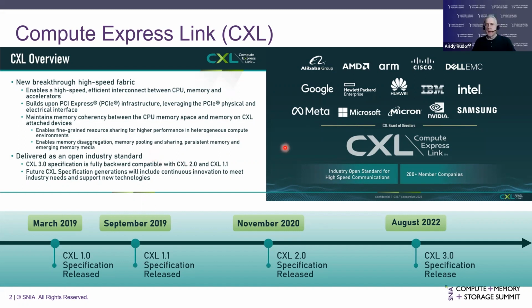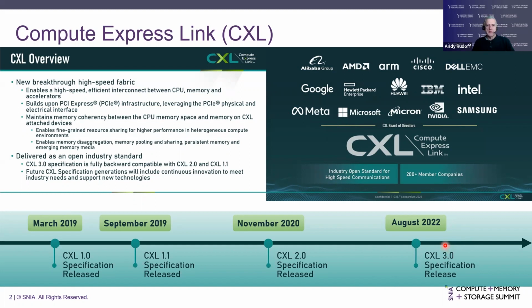On the right-hand side of this slide, I'm showing you the logos for the board of directors. You can see what companies are involved as directors, but there are over 200 member companies in CXL. I attend a number of the work groups, and there's quite a lot of activity from all of these companies. It's really great to see the level of enthusiasm around CXL. Across the bottom, I've put a timeline for the CXL specifications so you can get an idea of the history up to the most recent spec, which was released in August of 2022. That's the 3.0 spec that we're going to talk about today.